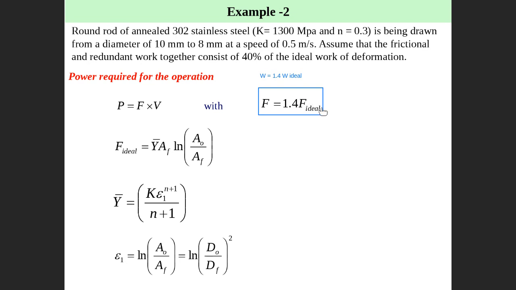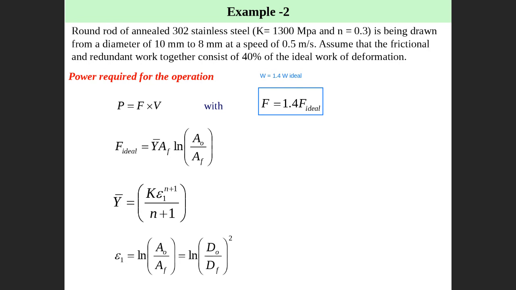What is the ideal force? The ideal force has no friction and no inhomogeneous deformation. Then the ideal force equals y bar flow, which is sigma drawing, multiplied by AF. Sigma drawing multiplied by AF means y flow multiplied by epsilon multiplied by AF. This is the ideal case. There are no phi and no mu. Then you calculate based on that. You get y flow equals K epsilon n plus 1 divided, sorry, this is wrong. This is K epsilon n. There is a mistake here.